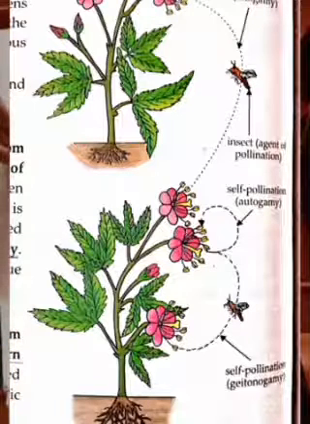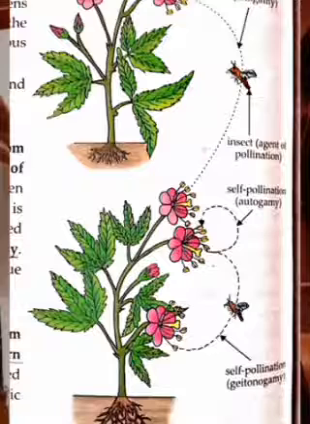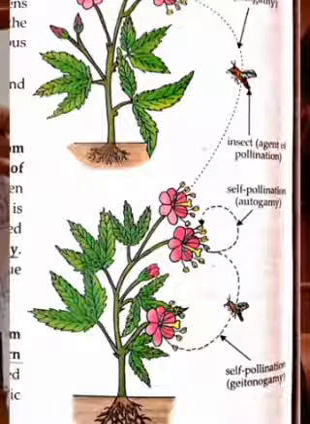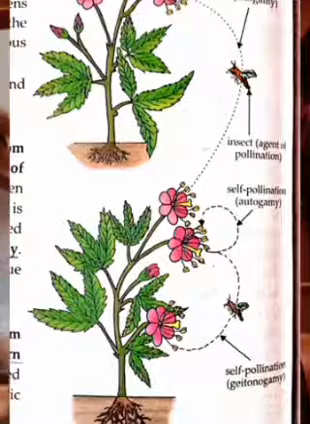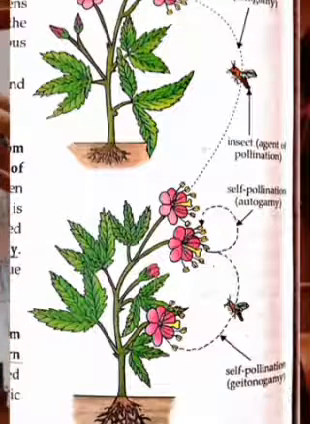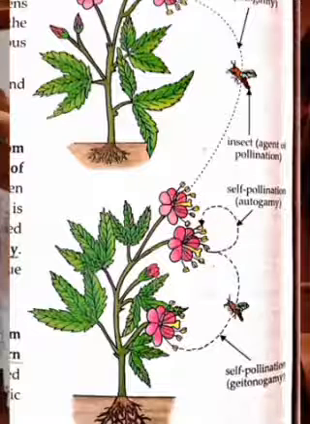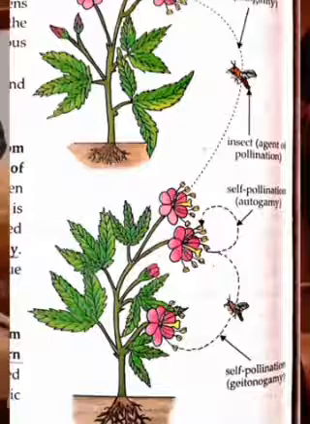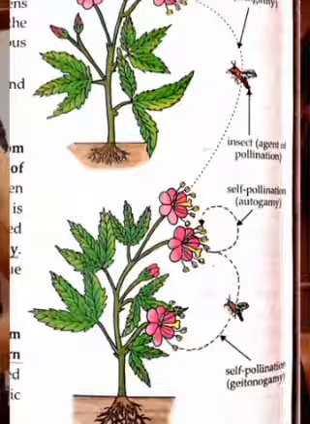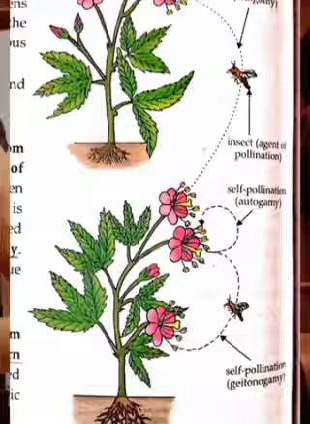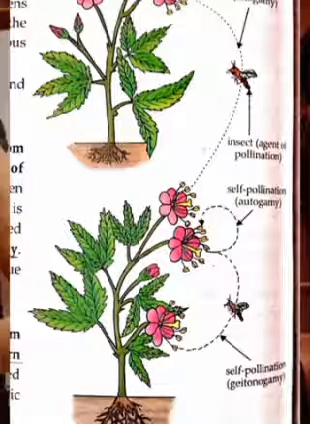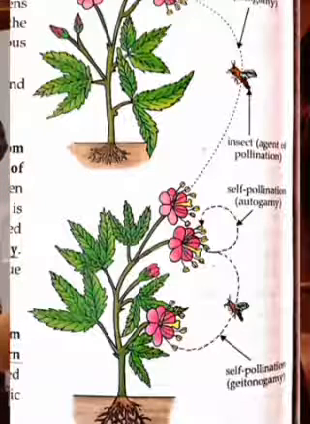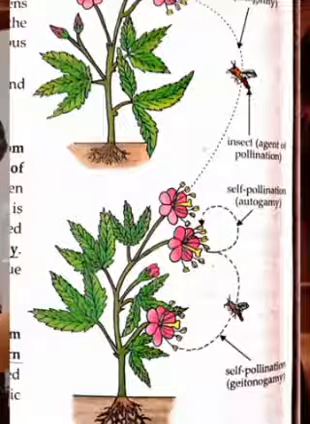In the fertilization process, before fertilization, pollination has to take place. So what is pollination? Pollen grains come from the anther of one flower to the stigma of either the same flower or another flower. That is pollination. Pollination is of two types: self pollination and cross pollination.